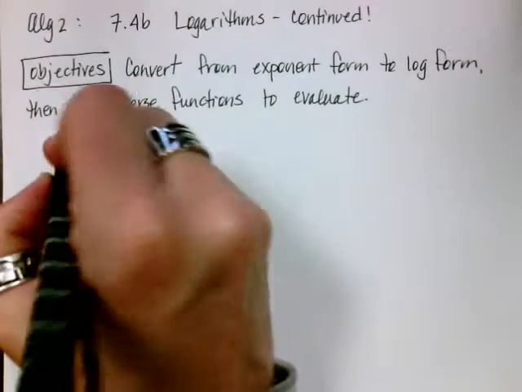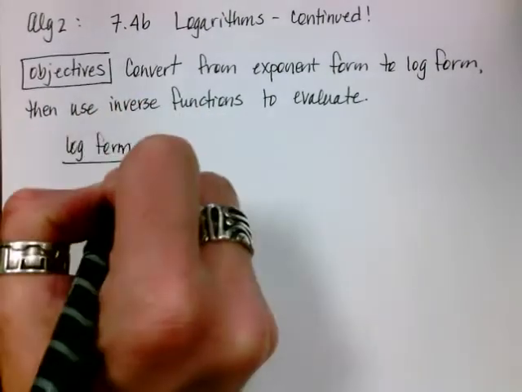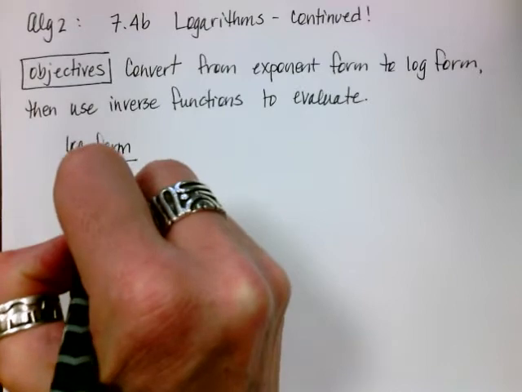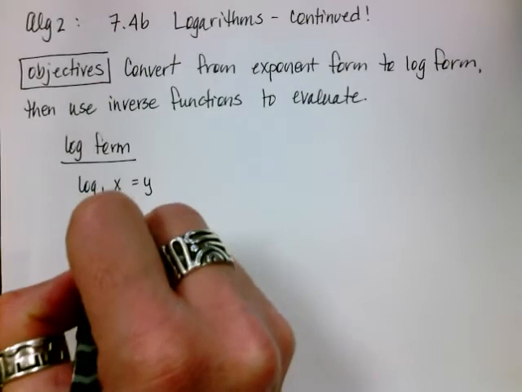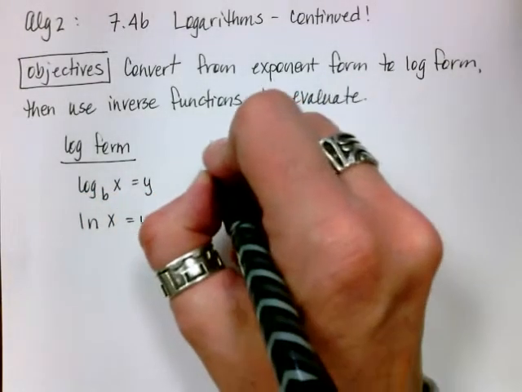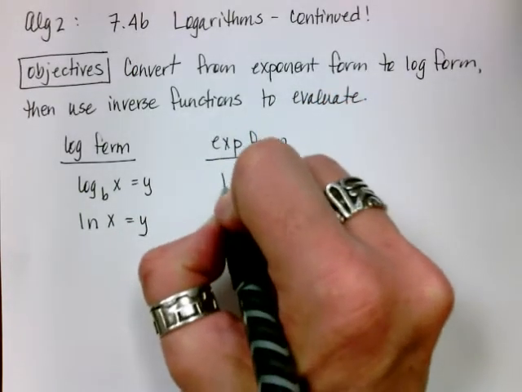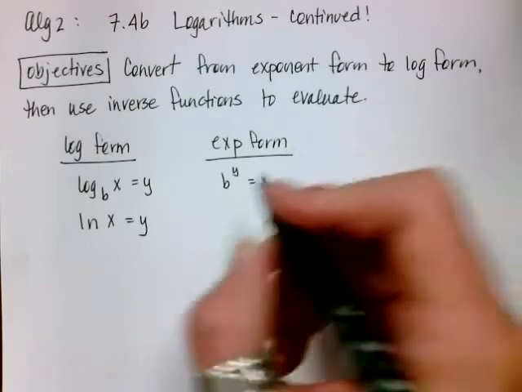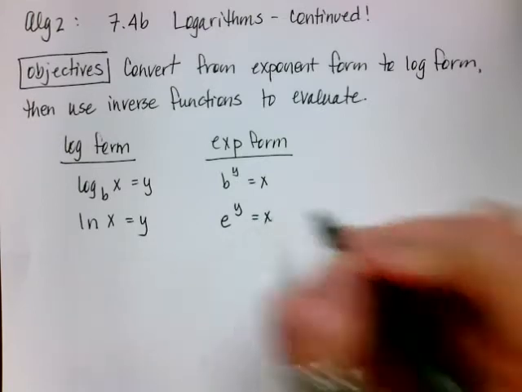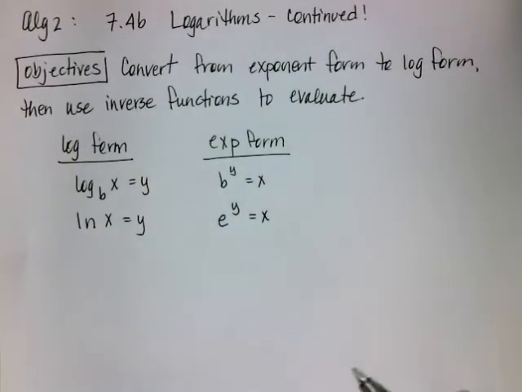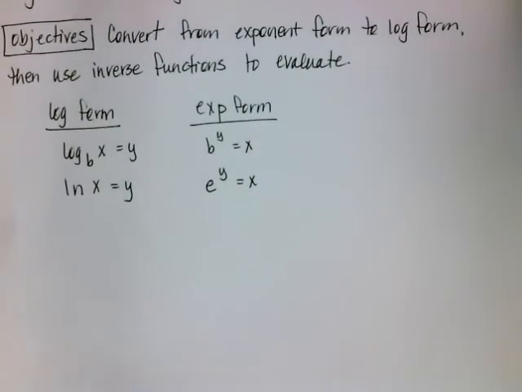All right. Remember from your work yesterday that log form is going to be written as the log base b of x equals y, or it could be the natural log of x is equal to y. I can convert those to exponent form by doing b to the y is equal to x. Remember, the base is e, even though it's not written. e to the y is equal to x. And so that's what we learned yesterday.